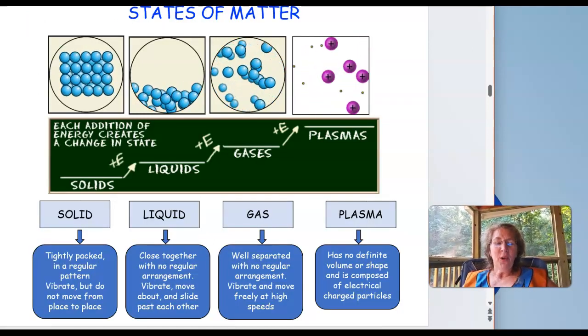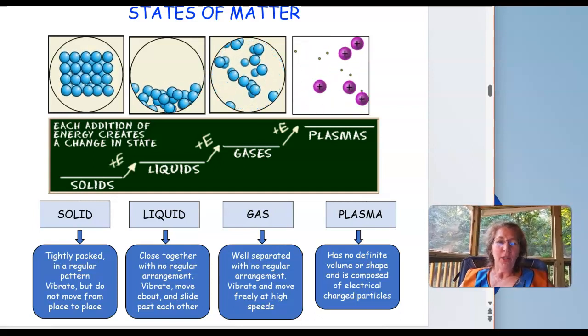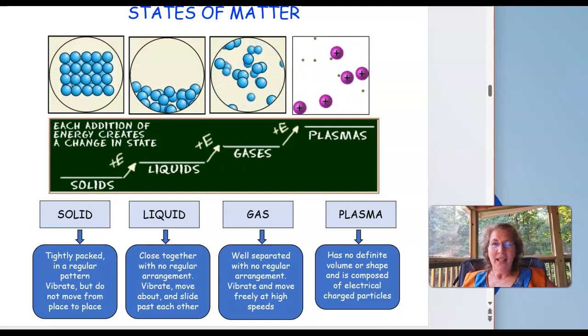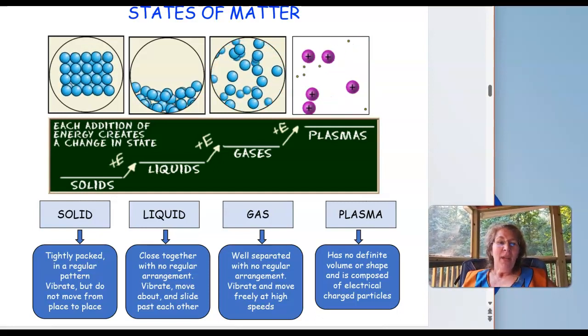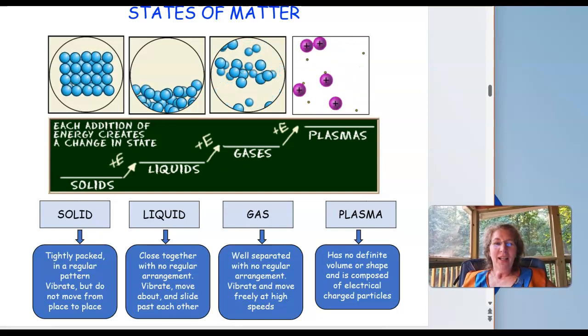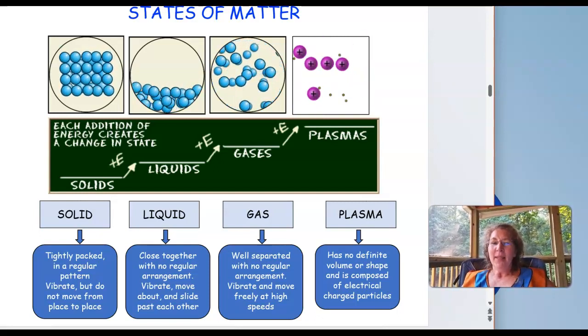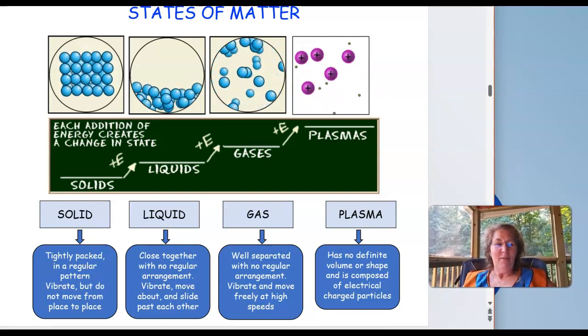So this is a graphic organizer that's going to encompass what we're going to be going over for the next couple of slide sets. So we have solids on the left, liquids, gases, and then plasma, the 4 states of matter.